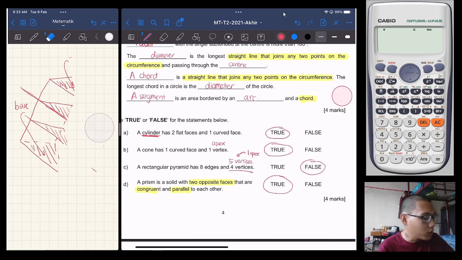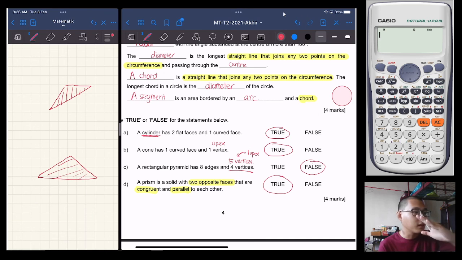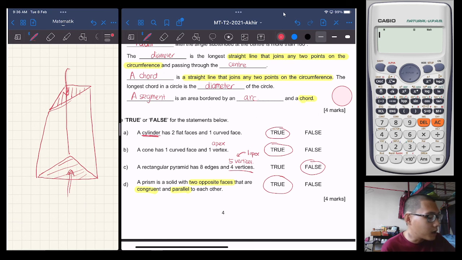Okay, so what if I have the base congruent with the top, but they are not parallel? Let's say the top is slanted a bit like this, and then we connect them. This will not be a prism. Although we have two congruent opposite faces, they are not parallel to each other. Let's say the base is on a horizontal surface, and this one is not on a horizontal surface.